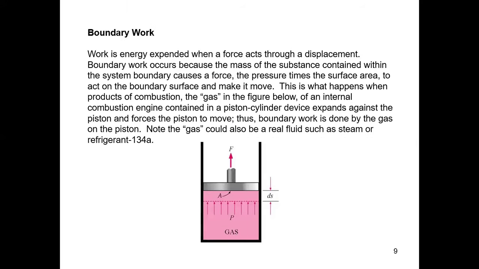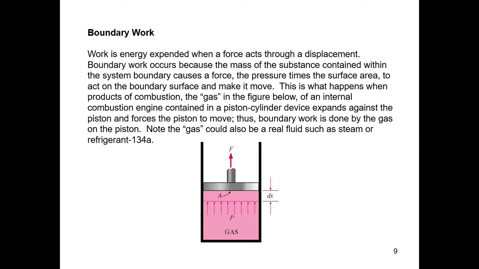Boundary work. Work is the energy expended when a force acts through a displacement. Boundary work occurs because the mass of the substance contained within the system boundary causes a force, the pressure times the surface area, to act on the boundary surface and make it move. Hence, the piston is moving. That is what happens when products of combustion, the gas in the figure below, of an internal combustion engine contained in a piston cylinder device expands against the piston and forces the piston to move.